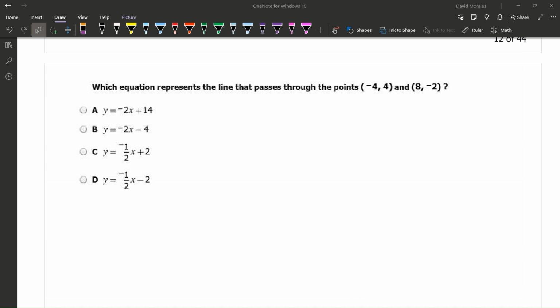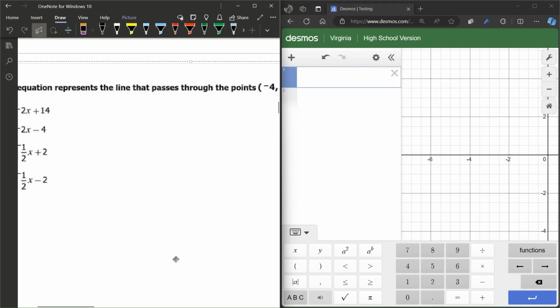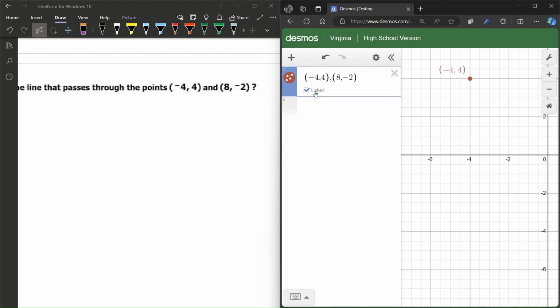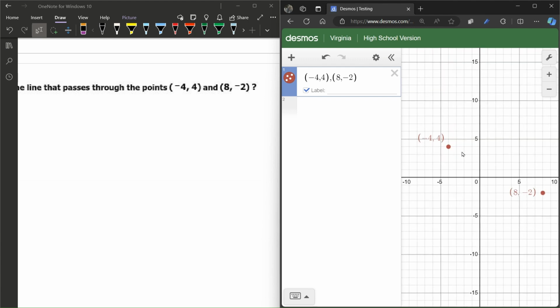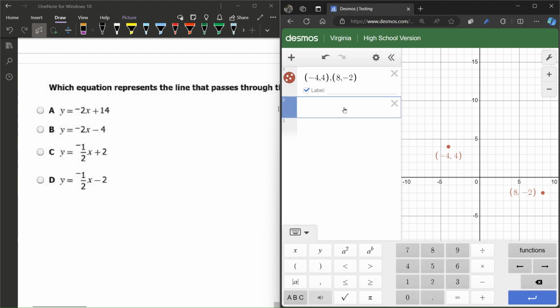Okay, so when we're dealing with finding lines that go through points, just simply type the two points into Desmos. So type in (-4, 4), comma, (8, -2). Click on label. I'm going to use the default view. And in your answer choices, you have 4 different lines. You're looking for a line that crosses both points. So just type in the first line.